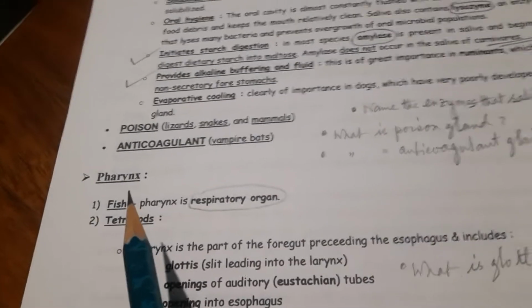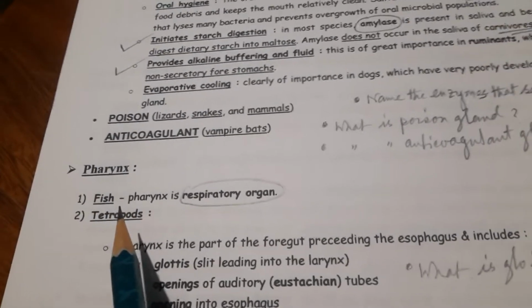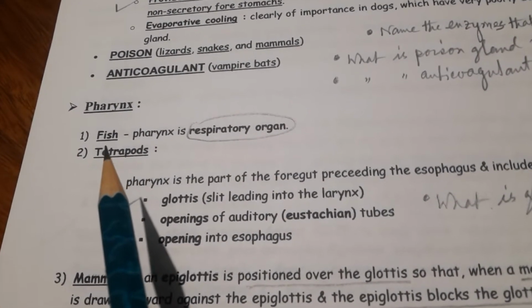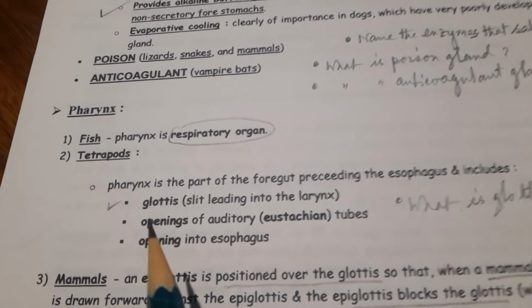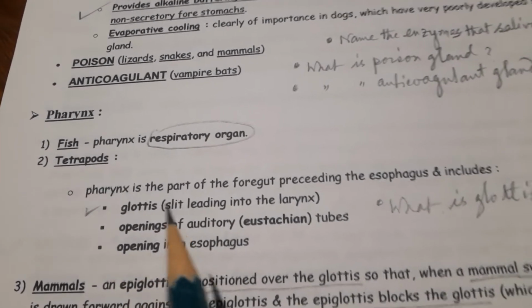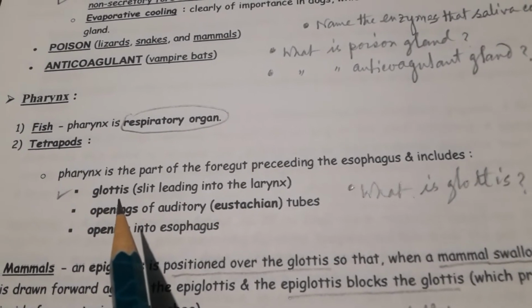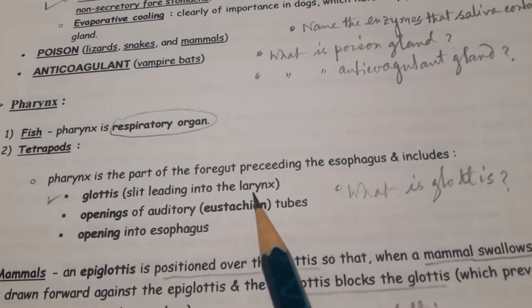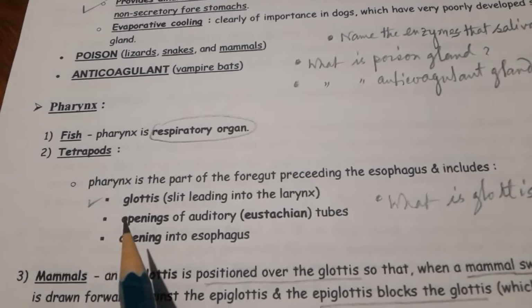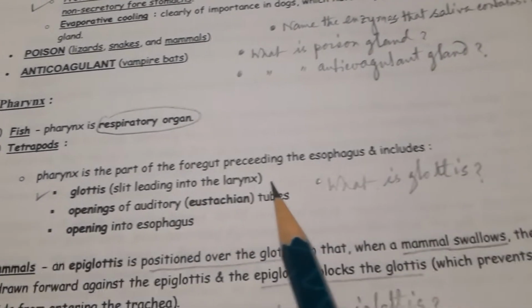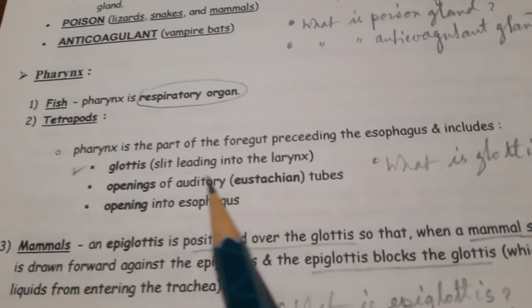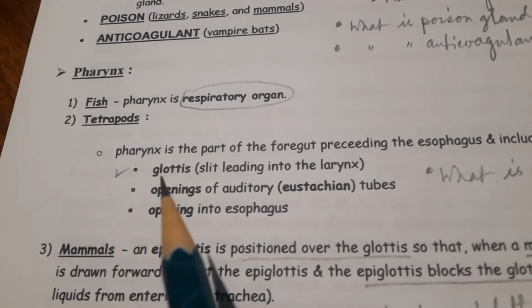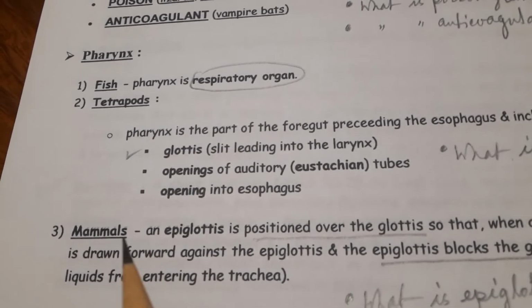The next part of UGIT is pharynx. The pharynx is mainly the respiratory organ in fish. In tetrapods, the pharynx also includes the glottis. What is glottis? Glottis is a slit-like opening that leads into the larynx. What is larynx? Larynx is the voice box. So glottis is a slit-like opening leading into the larynx. A question may come: what is glottis? Where is it found? It is found in tetrapods, in lizards, amphibians, etc.